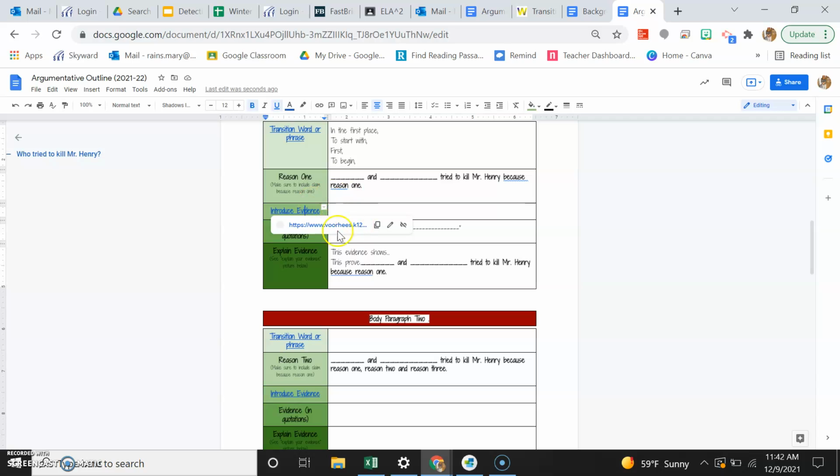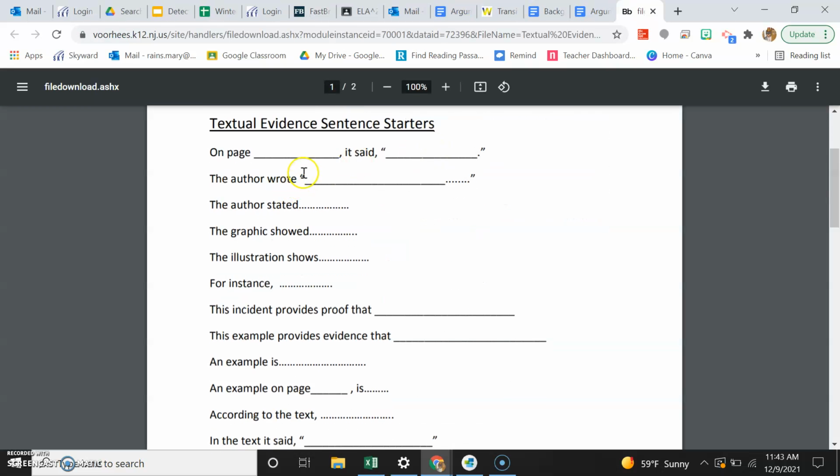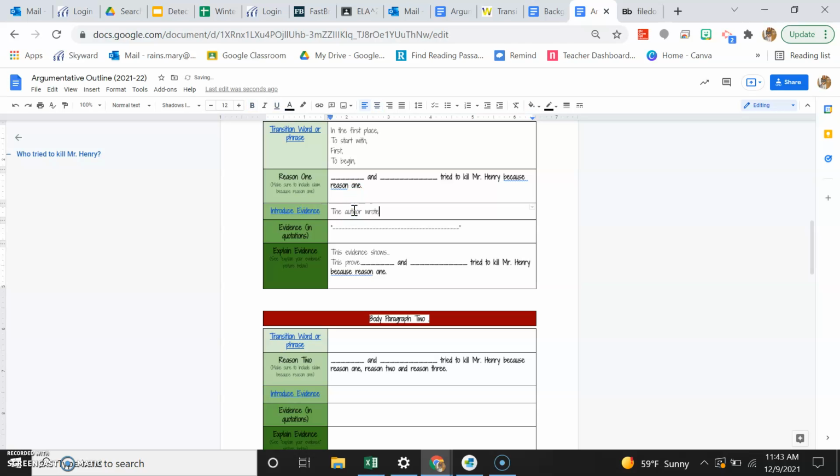Then the second thing down here is to introduce evidence. So you also need to be a nice writer in the fact that you need to tell your reader where you got the information. So you're going to click on this link and you're going to pick one of them. So let's say I said the author wrote. So I could copy and paste that into this box right here. But instead of putting the author, I'm going to put the name of the author. So maybe I say Mr.